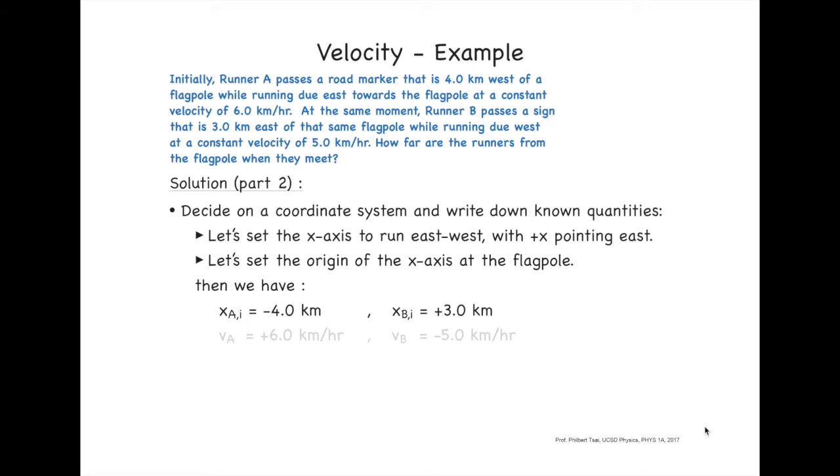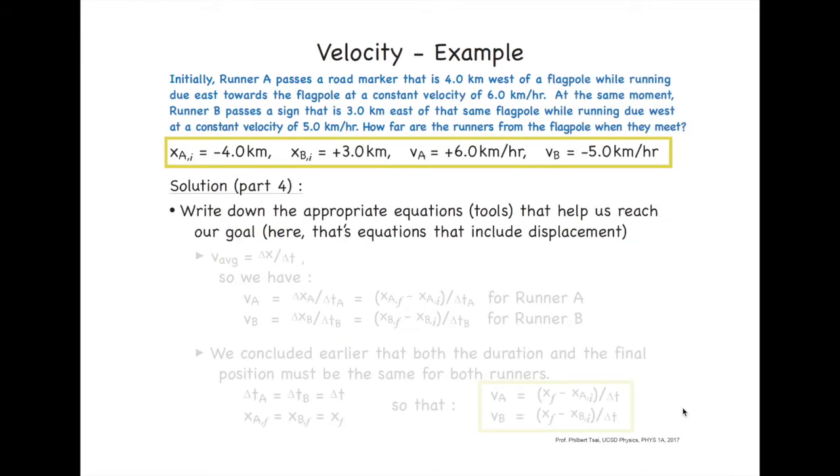The velocity of Allison, runner A, is plus 6 kilometers per hour because she's running towards the positive direction, east. Runner B, on the other hand, is running to the flagpole from the east, and so that is minus 5 kilometers per hour. Okay. Now we have all our givens. We have a drawing. We're going to write down the appropriate tools that will help us reach our goal.